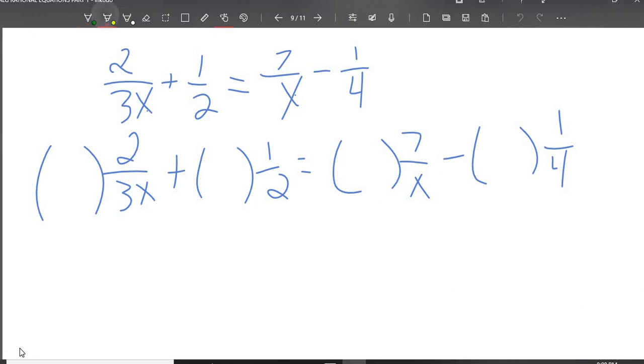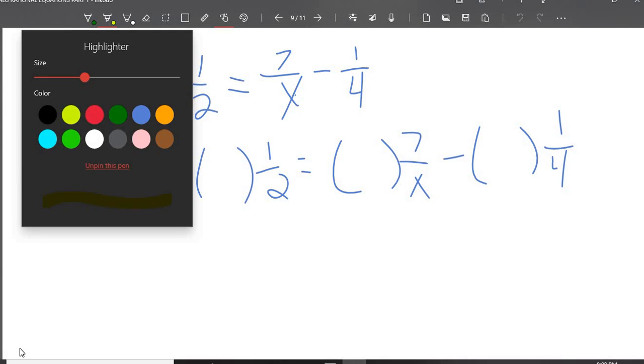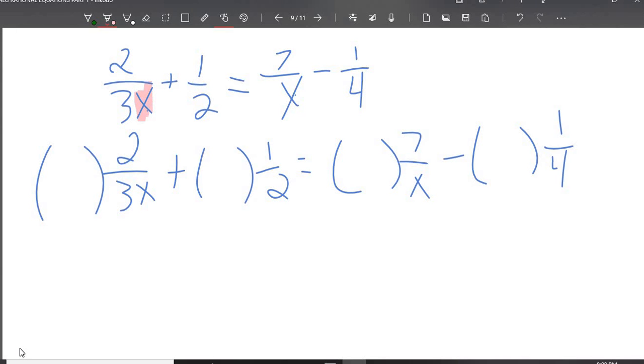Alright, let's look at this one. Do the same thing. There's x's in the denominator. Automatically, that means I'm going to have an x in my parentheses.